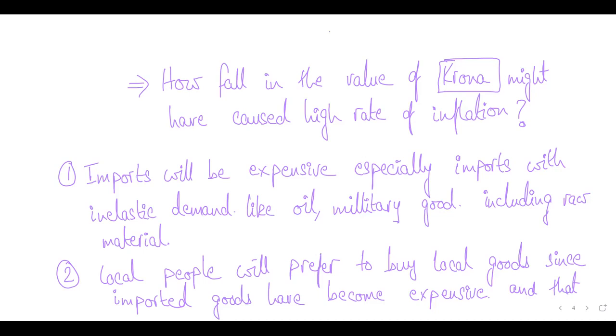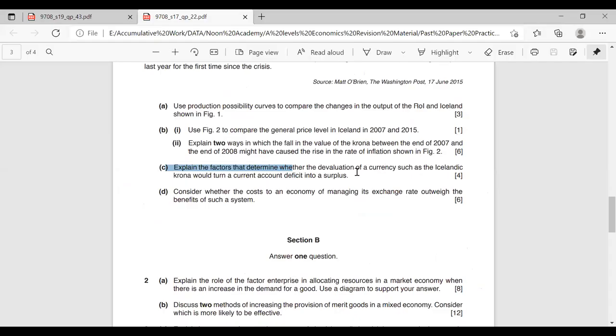Right, let's look at the question one more time. Explain two ways in which the fall in the value of the corona between the end of 2007 and 2008 might have caused the rise in the rate of inflation. We have already explained 2 ways how a weaker exchange rate results in higher inflation.